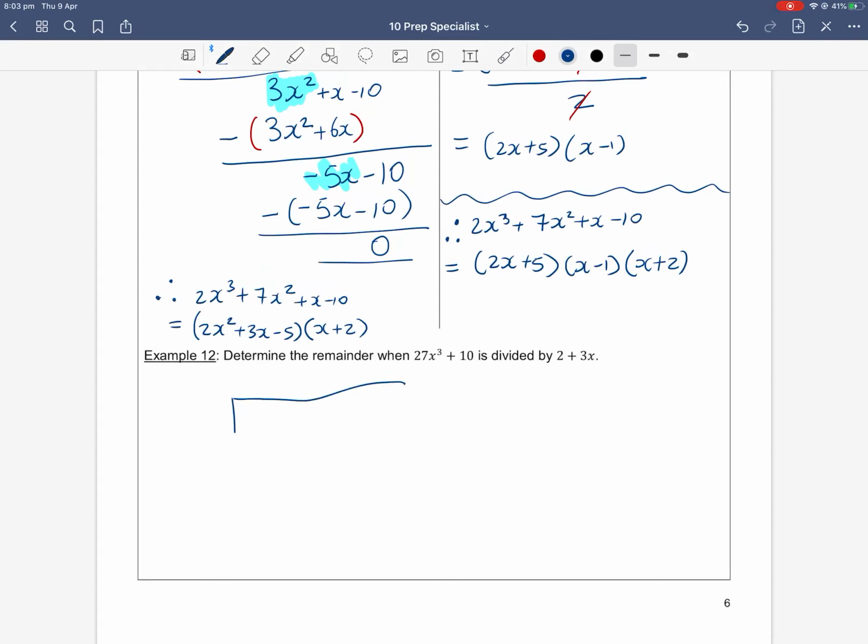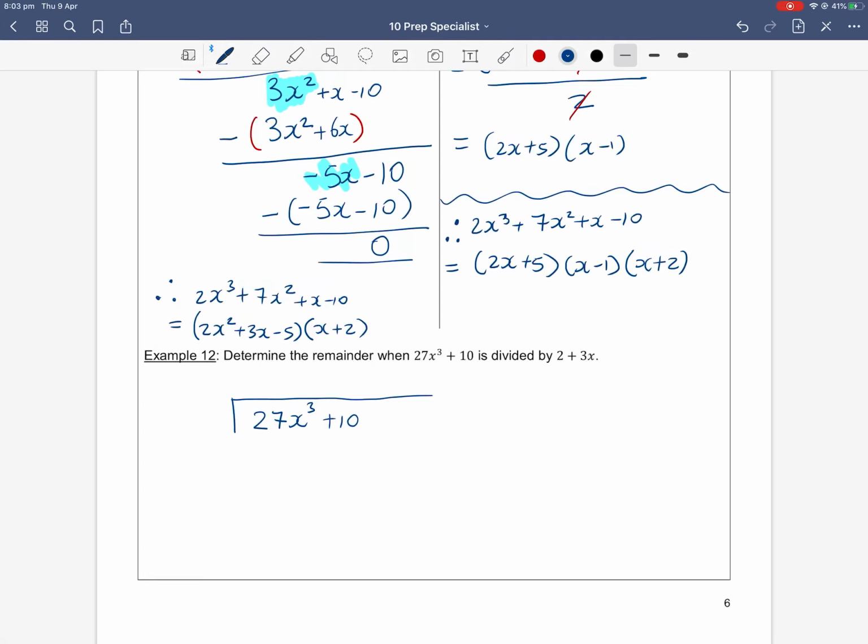So let's draw in our long division. So inside we have 27x cubed plus 10. Now take note that when we're writing both the dividend and divisor, we want to write it in descending order in powers. So right now we have 27x cubed. Do we have any x squares? No, we don't have any x squares, nor do we have any x's.